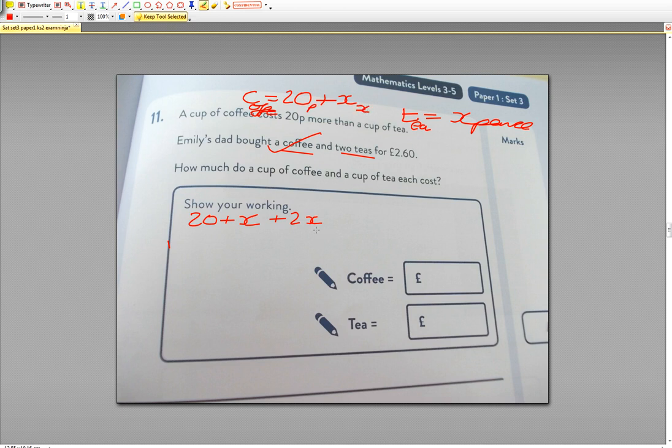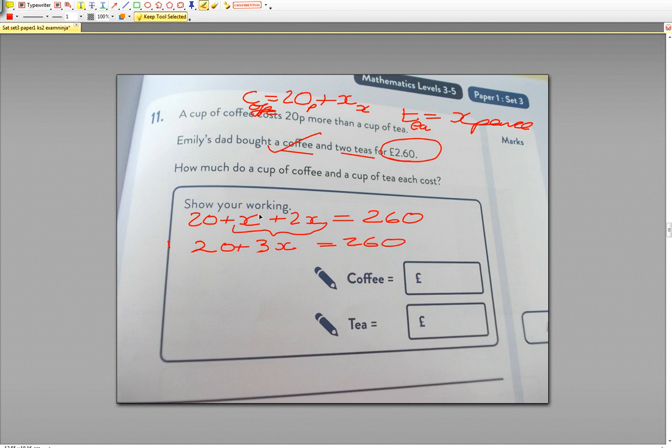Now make an equation and follow me. And that equals how much money? 260, because I'm doing mine in pence. This is in pence, this is in pence, and this is in pence. So, does anybody know how to solve this now? You have to simplify. X plus 2X is 3X. Let's call that simplifying. 20 add 3X is equal to 260.